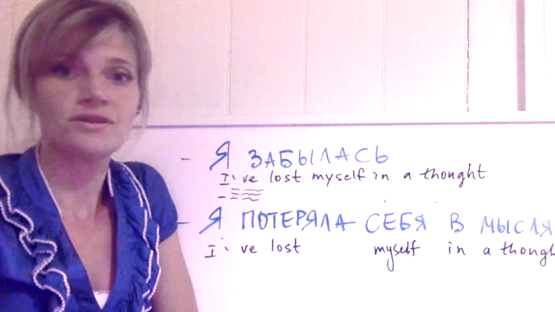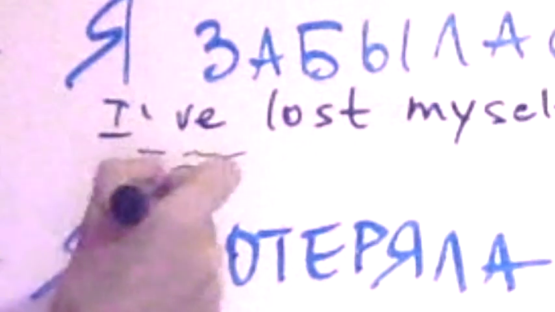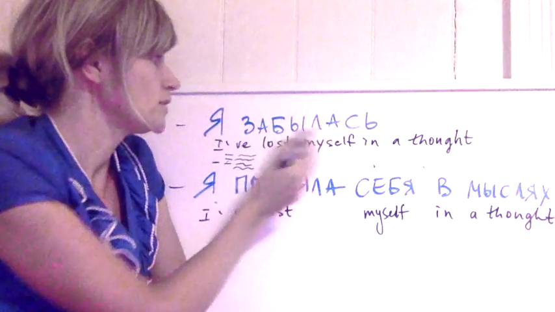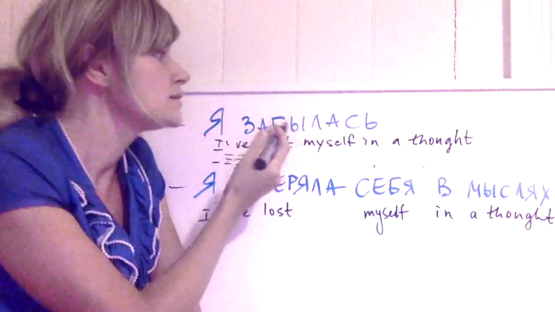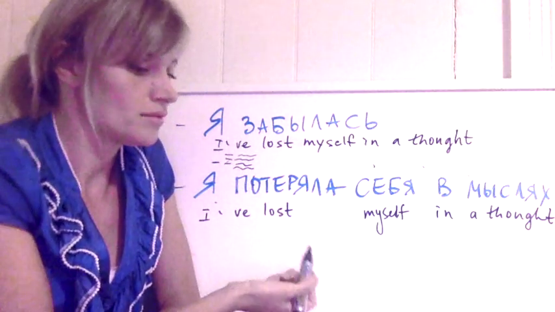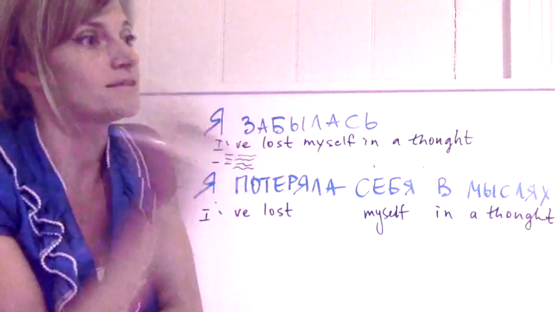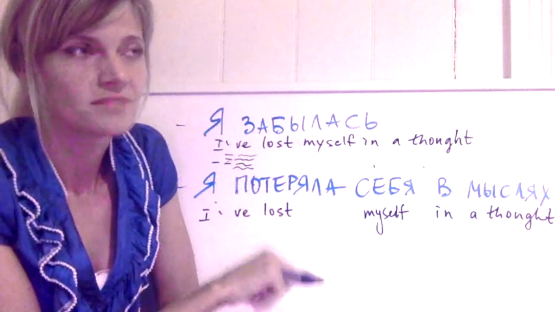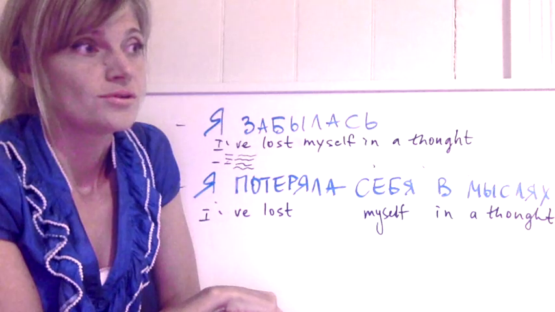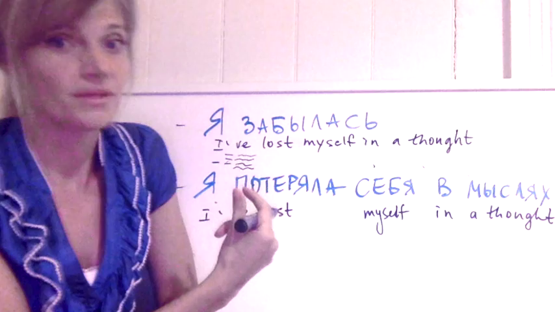Я забылась. Again, I went to oblivion. Maybe I drank. Who knows? So it can be different translation. This one, я забылась, it allows a little bit more than this. The same in English, I forget in a way. I don't know if I can really say that, but you got the feeling. Only people who say this know what they really mean.